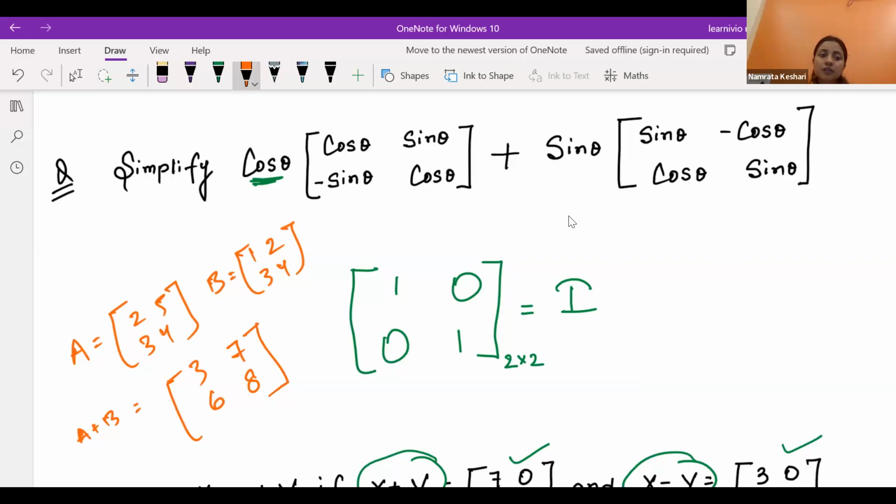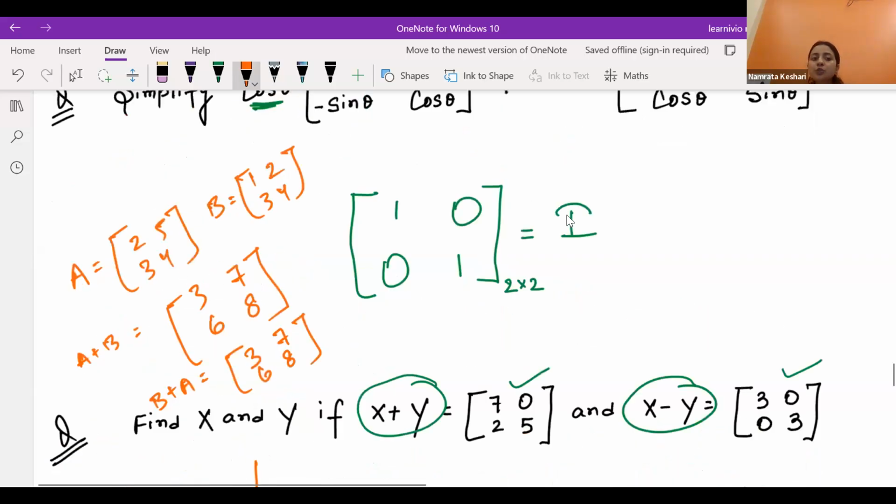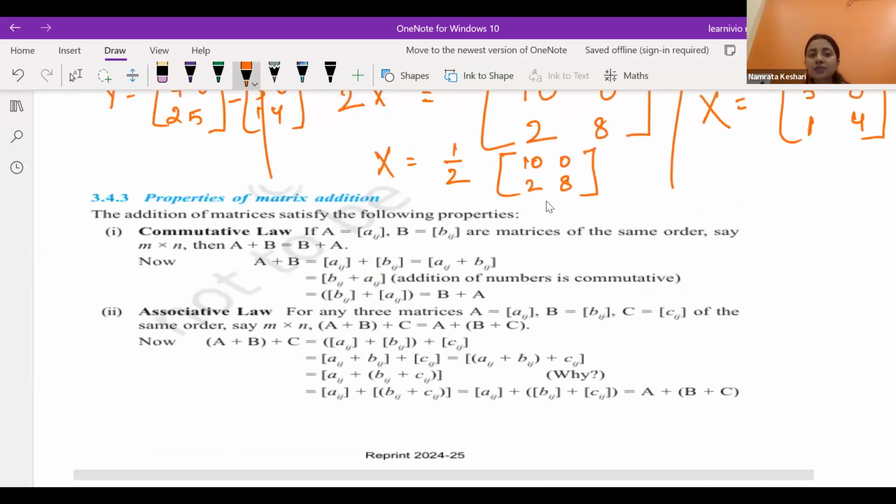Yes, correct. If you find B plus A, first writing B, then writing A, what are you going to get? Are you going to get the same? Yes or no? Yes, same, equal. So matrix addition is commutative. A plus B and B plus A will always give the same answer, because basically we are adding the elements over here with the elements over here. That's what the first property says, that matrix addition is commutative. It follows the commutative law.